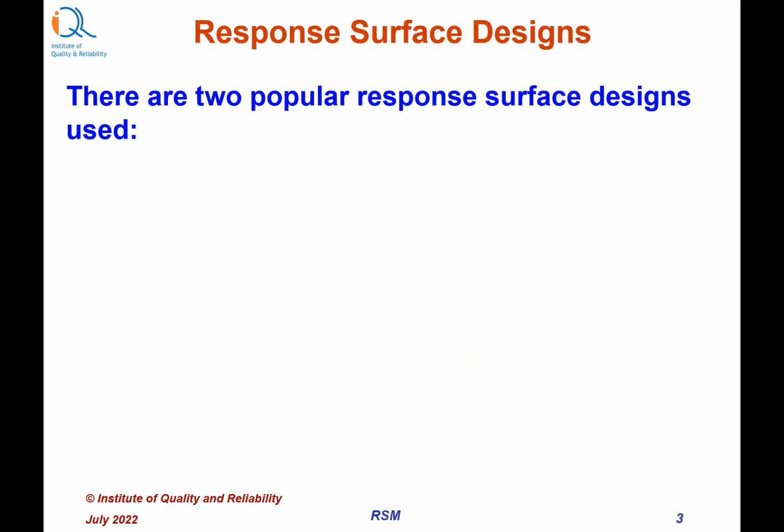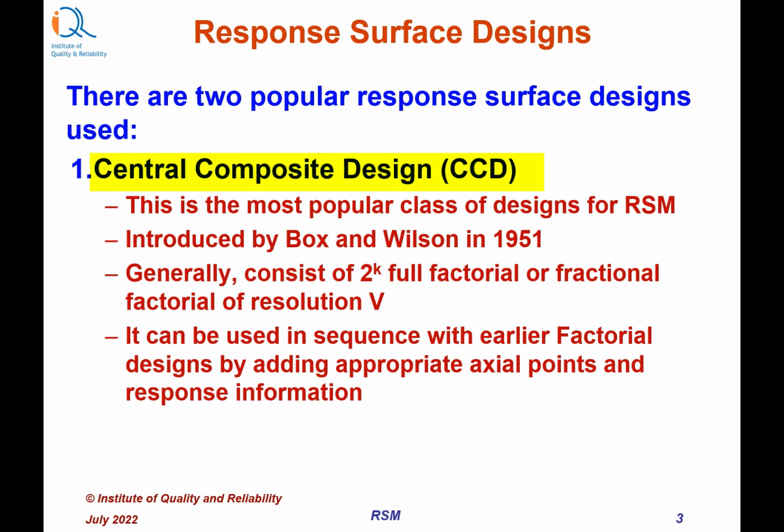There are two popular response surface designs used. One, central composite design, the short form is usually CCD. This is the most popular class of designs for RSM. It was introduced by Box and Wilson in 1951. Generally, the CCDs would consist of 2 to the power k full factorial or fractional factorial designs of resolution 5. It can be used in sequence with earlier factorial designs by adding or augmenting appropriate axial points and response information.